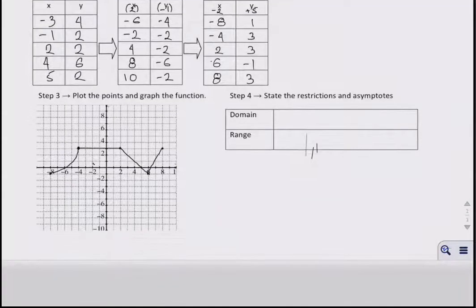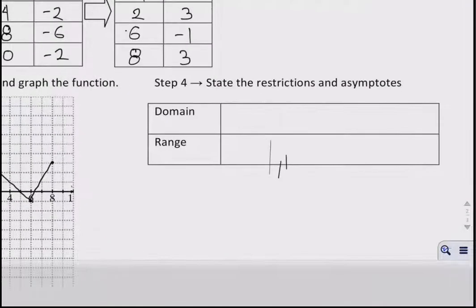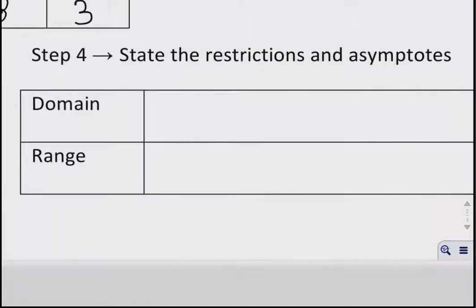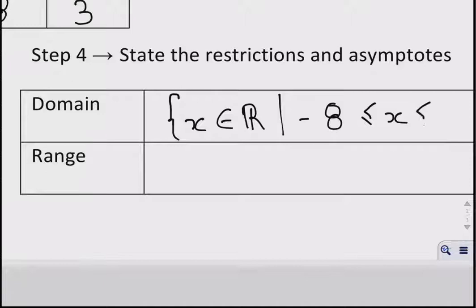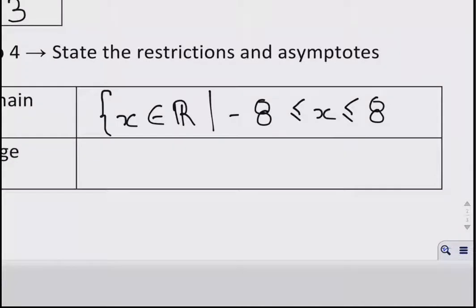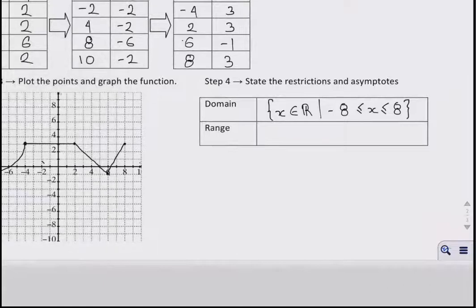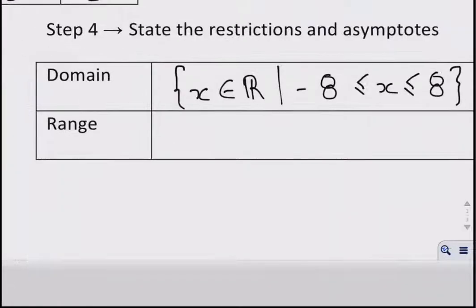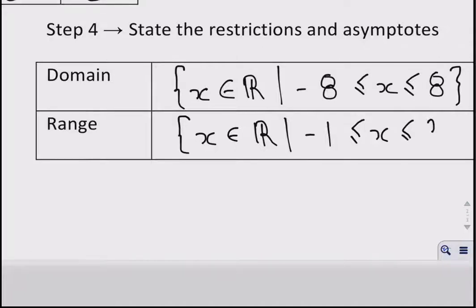So my domain, well, everything from -8 to 8. All real numbers. -8 to 8. And my range is everything from -1 to 3. -1, not x, it should be y. Same thing here. And there you have it.